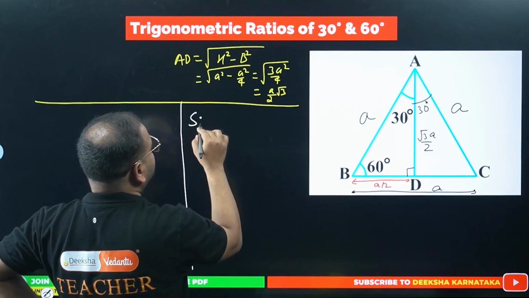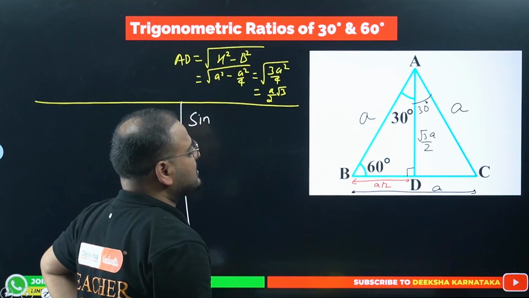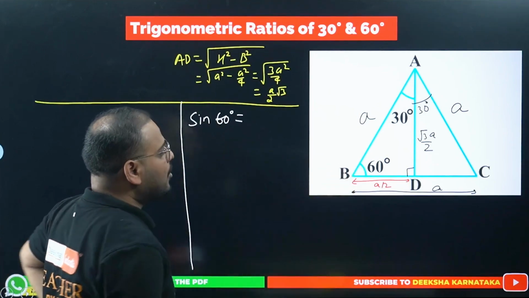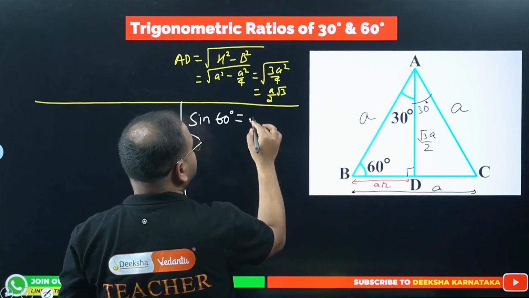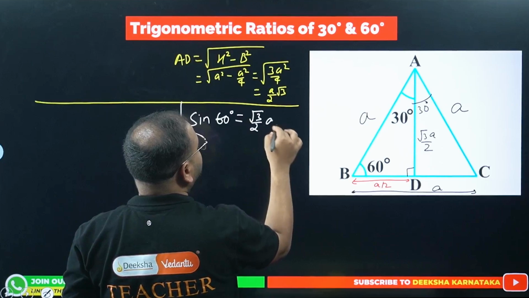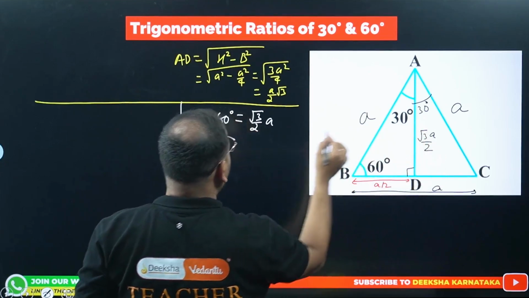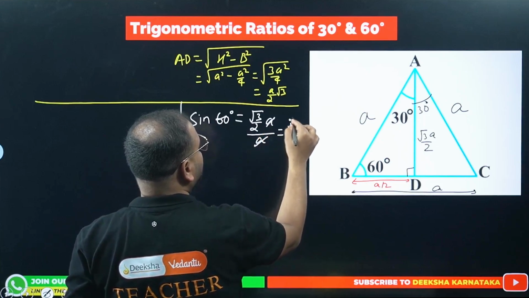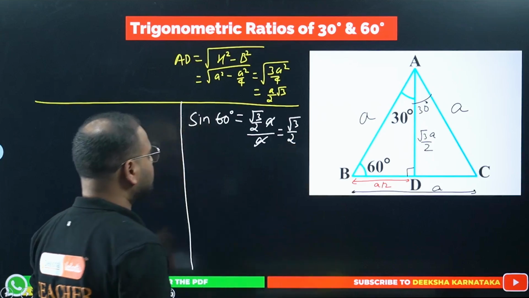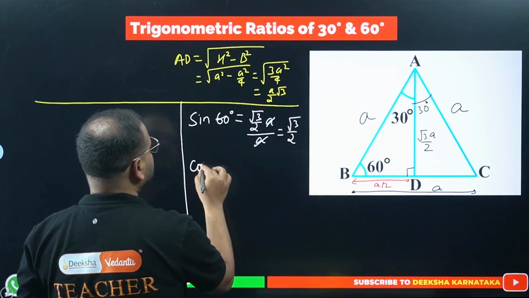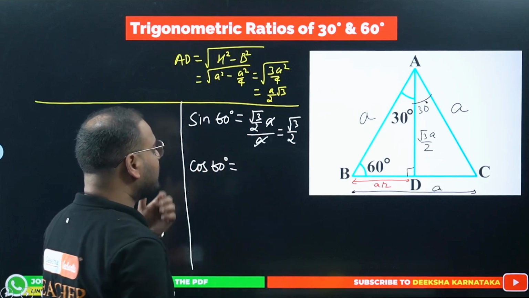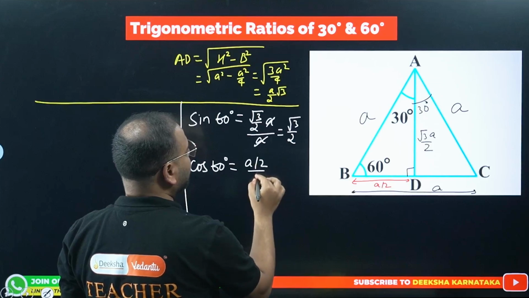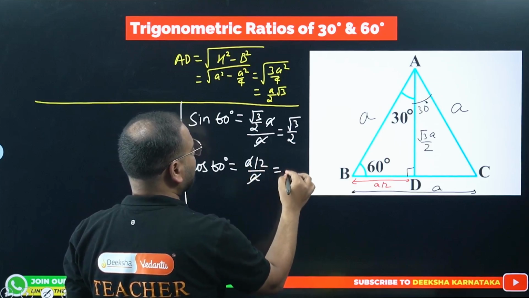I will not write angle B, I'll write 60 degrees. I hope this is okay. Sine 60 degrees, this is the reference angle. Perpendicular by hypotenuse. What is the perpendicular? Root 3 by 2A. For the 60 degrees, this is the perpendicular. So root 3 by 2A divided by A, A goes out, the answer is root 3 by 2. What about cos 60 degrees? Cos 60 degrees will be base by hypotenuse. What is the base? A by 2 divided by A. A cancels out, the answer is 1 by 2.